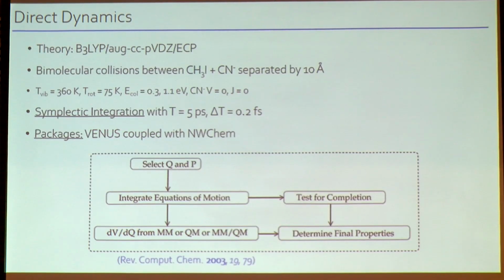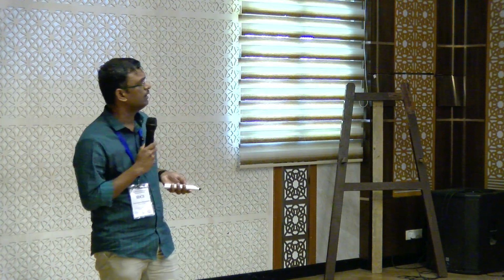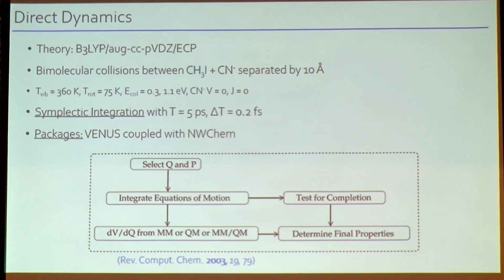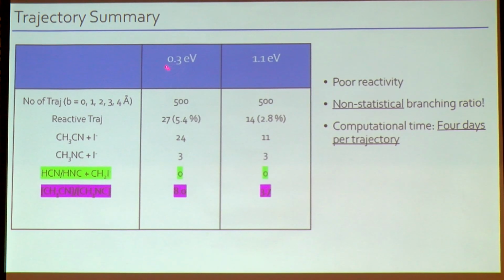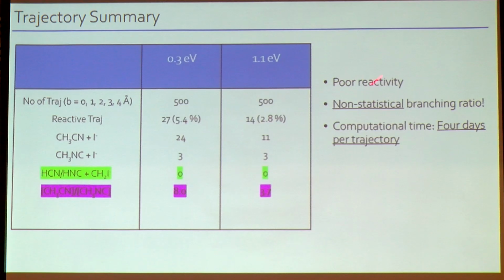Now, we set up the ab initio trajectory simulations for this system. The initial conditions for the trajectories are selected to match the experimental data, and we propagate the trajectories to 5 picoseconds with a 0.2 femtosecond integration step. The trajectories are integrated on the fly using the B3LYP method with an effective core potential to account for some sort of spin-orbit interaction in the iodine. Okay, so that is basically the algorithm. At two collision energies, 0.3 and 1.1 electron volts, we could generate 500 trajectories each. And what we observe is that the reactivity is very poor. Anyway, it is known that in gas phase SN2 reactions, the opacity function is usually low.